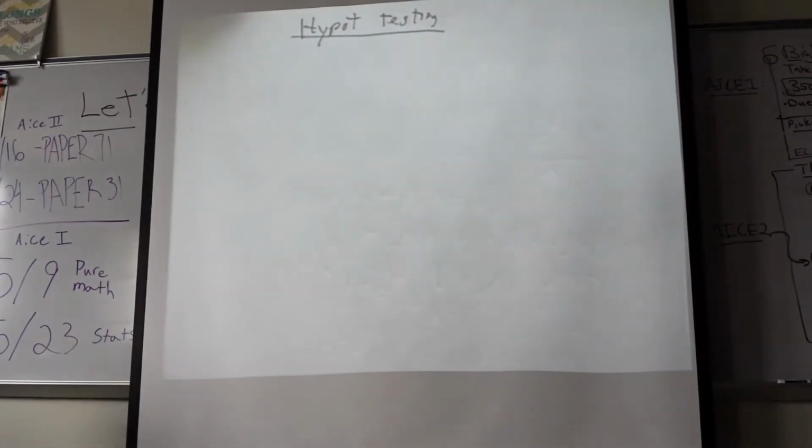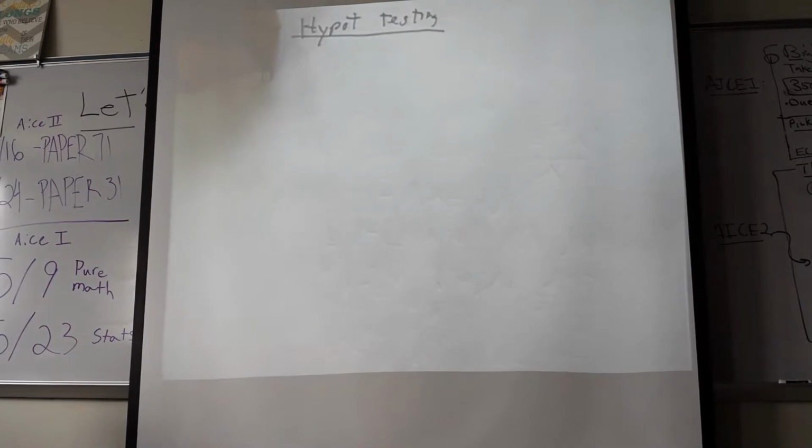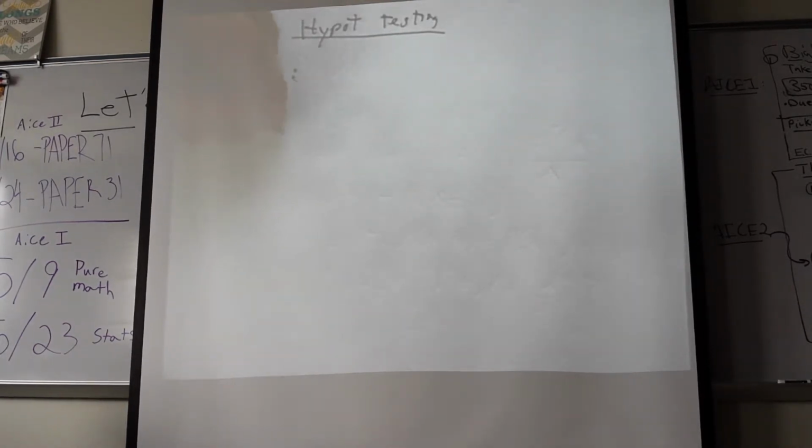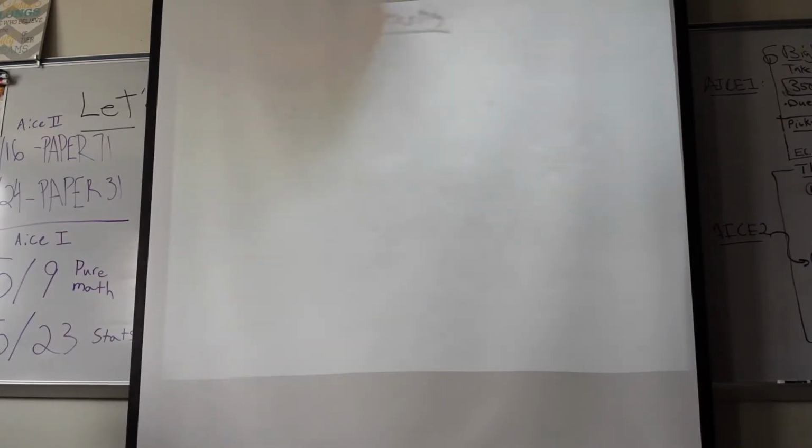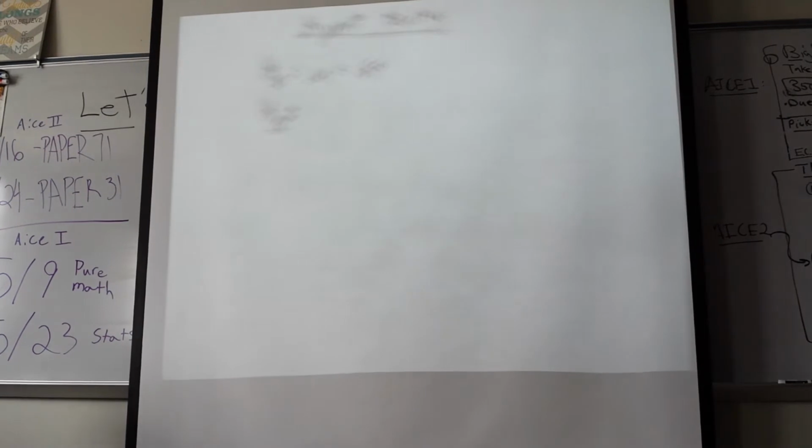First of all, we have to state the null and the alternative. Remember, reject the null. What is the null? Mu is equal to 64. That's correct. What is mu? Mu is equal to 64. Everybody know where you got it? It says 64. That's management. Management says this is how it goes.